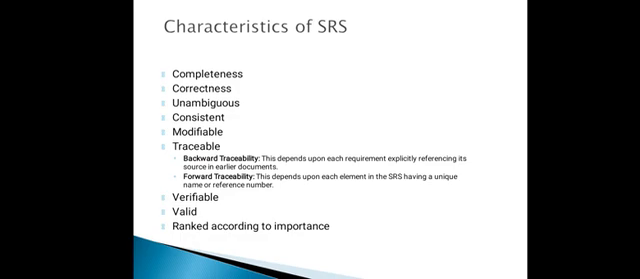Next is verifiable. A requirement is verifiable if and only if there exists some finite cost-effective process with which a person or machine can check that the software meets the requirements. Next is valid. A valid SRS is one that all parties related to the project can understand and accept.